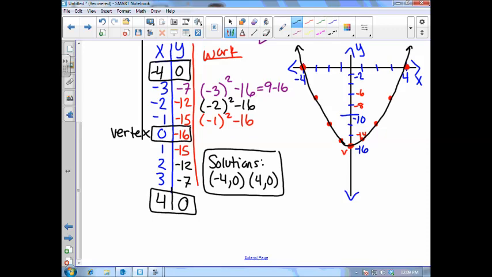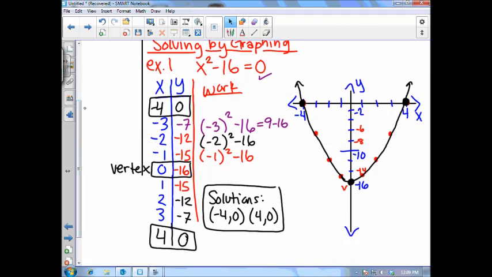So the most important points right here are 4, -4, showing the intersections and the vertex. Make sure those are very clear and everything's labeled. Are there any questions of how you find the solutions by graphing?